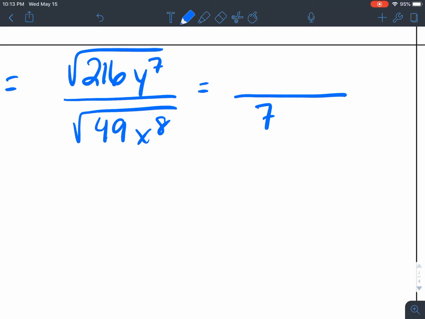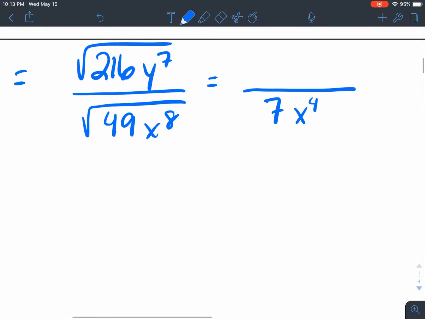And for my variables, I've got x to the 8th power, which is exactly 4 pairs. So x to the 4th is what that simplifies down to. And since both parts of my square root simplified out, I don't have that radical in the denominator anymore, which is good.